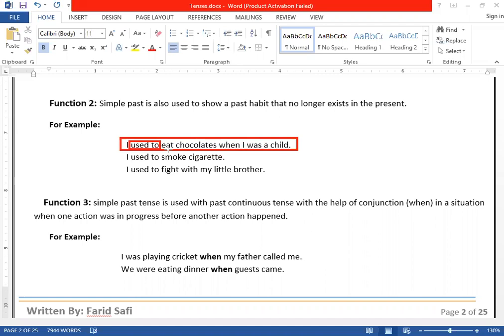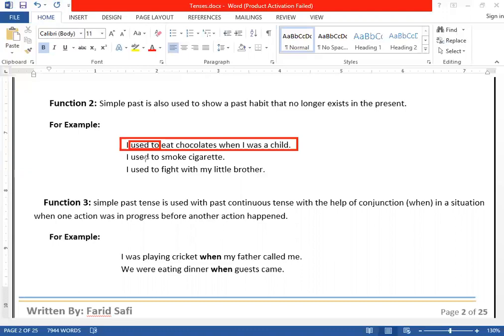Clear? So you can use used to. It's in the past, clear? And it shows past habits. Like, can you take the next one? I used to smoke cigarettes. It was your past habit, but you do not smoke cigarettes right now, clear? I used to fight with my little brother, but you don't fight right now. In the present, it was your habit. Like, for example, I can say, I used to take a lot of coffee. I used to drink coffee frequently, but you do not take coffee that frequently now, but in the past you used to take coffee frequently.